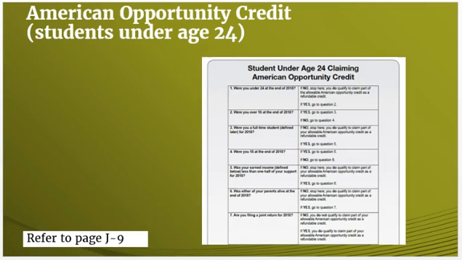Specifically, the American Opportunity Credit has a refundable portion. And so if somebody qualifies, you want to make sure, first of all, that they do qualify for the American Opportunity Credit. And then you want to be cognizant of their age, because for a student under the age of 24 claiming the credit, you will need to go through this worksheet.